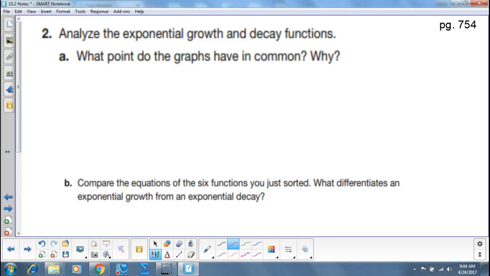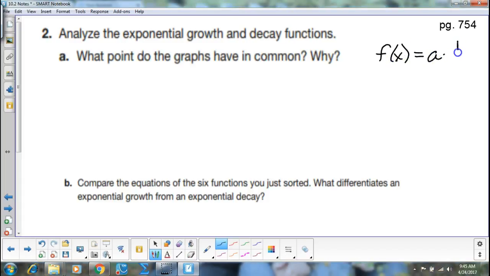So, one thing that we're going to talk about in this chapter is exponential functions. Okay? Now, the basic exponential function is f of x equals a times b to the x power. So that's what we're going to be referring to when we go through here, because it'll make it a little bit easier for you.